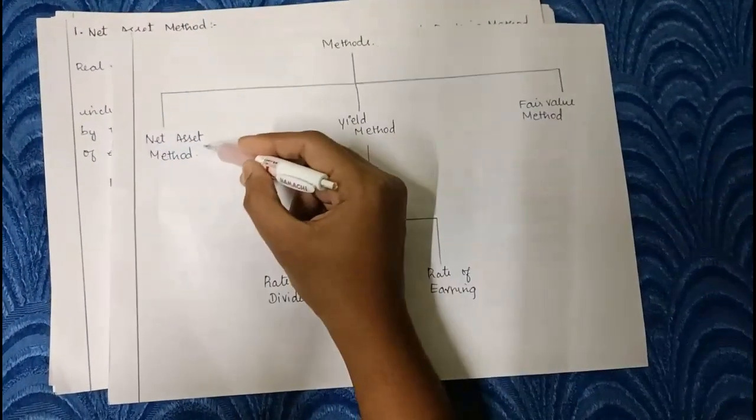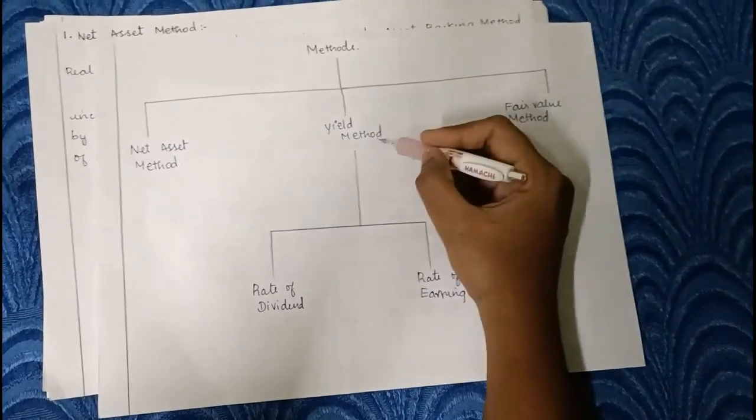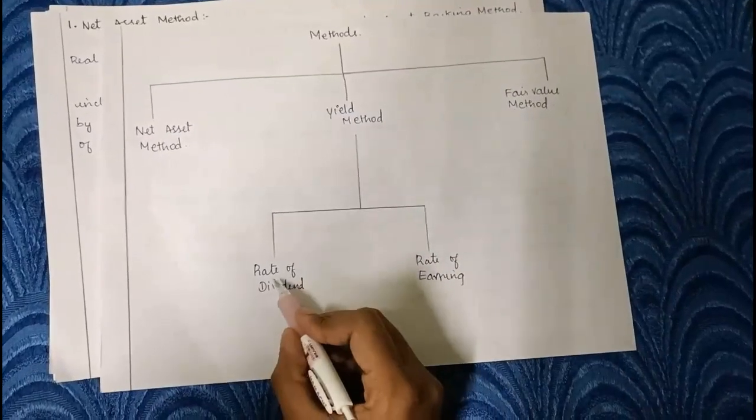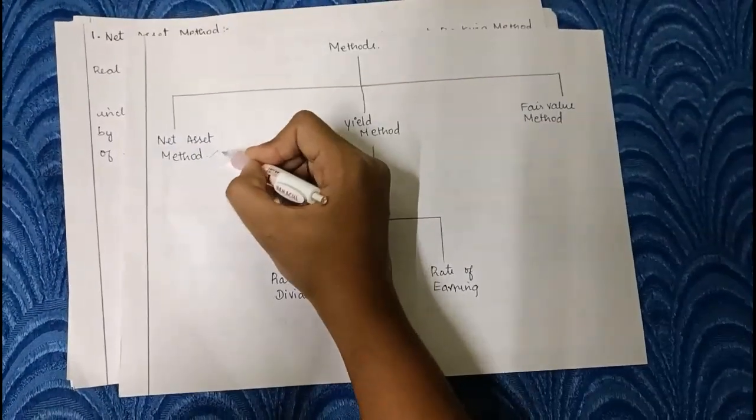மெத்தட்ஸ் பார்த்தீங்கன்னா நெட் அசெட் மெத்தட், ஈல்டு மெத்தட் அண்ட் ஃபேர் வேல்யூ மெத்தட். இந்த ஈல்டு மெத்தட் 2 டைப்ஸ். என்னென்னா ஃபர்ஸ்ட் ஒன் ரேட் ஆஃப் டிவிடெண்ட் அண்ட் ரேட் ஆஃப் ஏர்னிங்னு சொல்லுவாங்க. ஃபர்ஸ்ட் நெட் அசெட் மெத்தட்னா என்னென்னு பார்க்கலாம்.